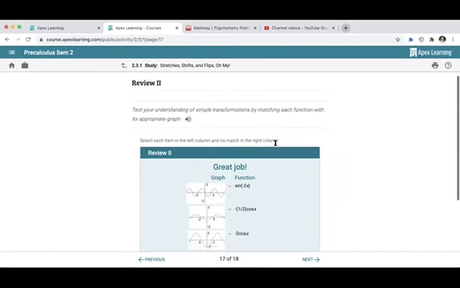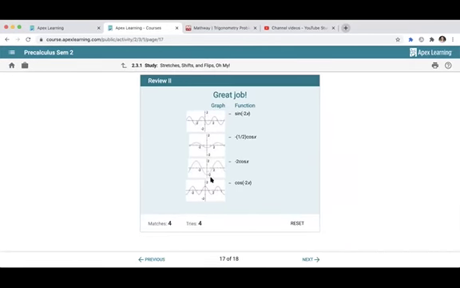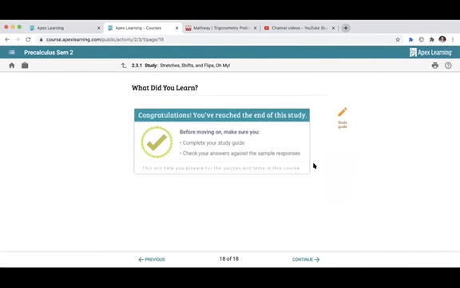Again, I know that these can get a little bit difficult, especially with the pictures, but try to pick out the general trends that you're looking for. Okay, so taking a look at our study guide here.